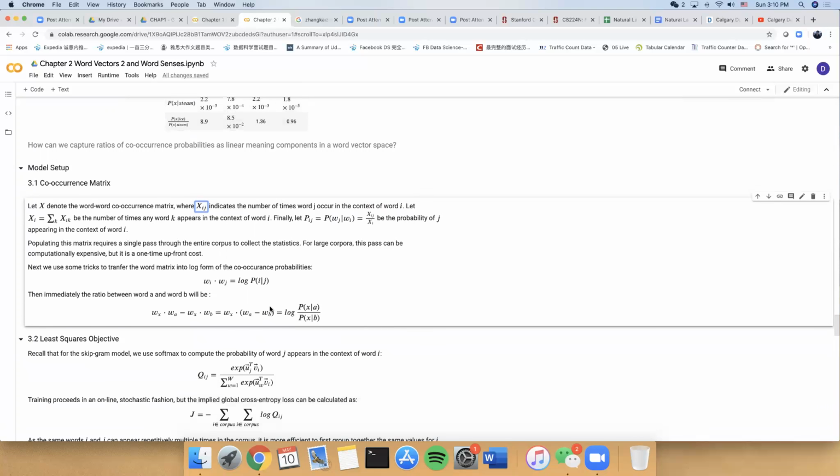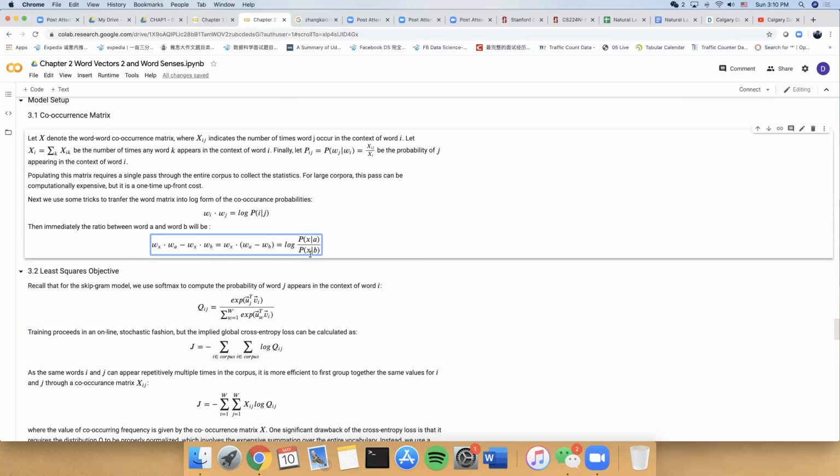So what we do here is pick two words and compare their relative importance, making it into a probability ratio. And we take the natural log of that. That's our first step.